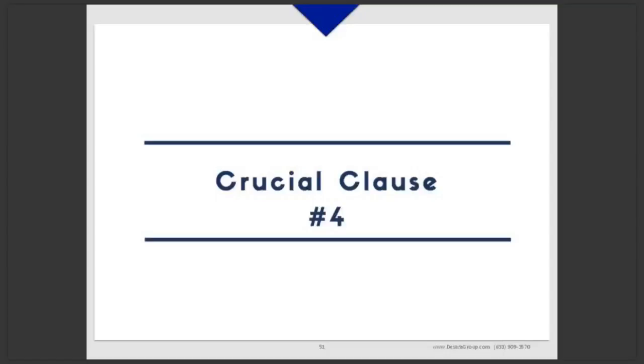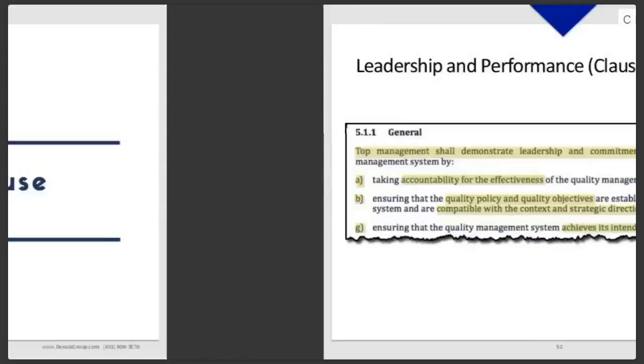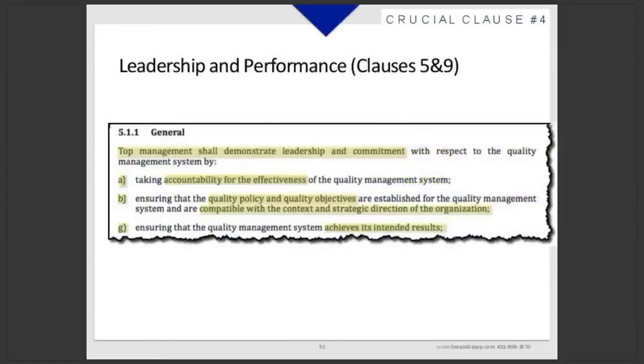Okay, crucial clause number 4 after that little break. Let's move on. Crucial clause number 4 is actually a twofer crucial clause. I teased you when I said it was only one clause. We're actually looking at 2 clauses here, clauses 5 and 9. Okay, clause 5.1. Remember I said if you tell top management nothing else, tell them this? I lied. This is the other thing you're going to tell them if you tell them nothing else. And I've emphasized 3 parts of it, subparts A, B, and G here.